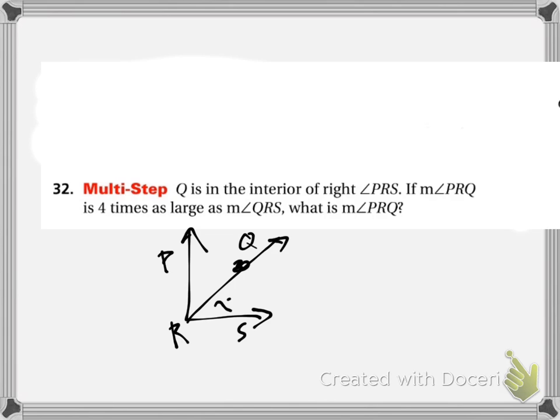So in other words, if this was X, and this one's 4 times the size of this angle, we can just write 4 times X. Okay. And we know that this is a right angle. So we know if we add X plus 4X, it should equal 90 degrees. So you're basically saying 4X plus X equals 90 degrees.